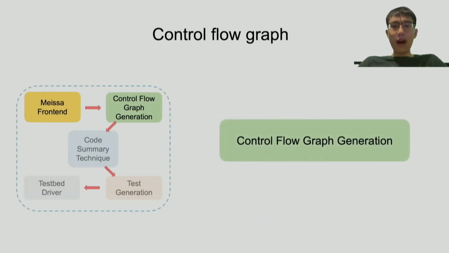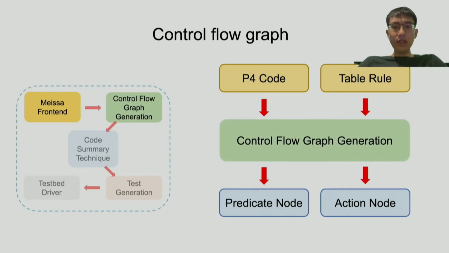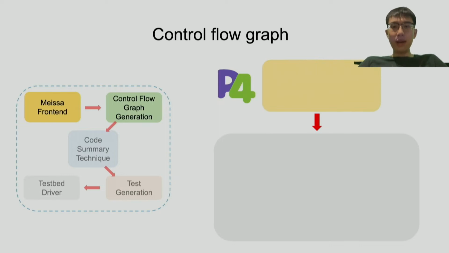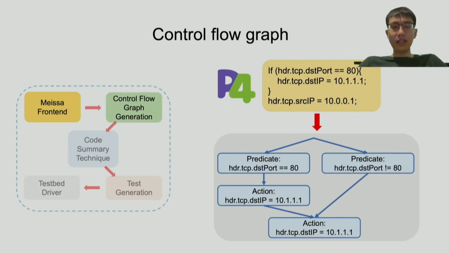The control flow graph depicts the logic of a P4 program, which consists of code logic and table entry rules. We model P4 logic with predicate nodes and action nodes. Predicate nodes are for table matching and branches, such as an if statement. Action nodes are for variable assignments, such as assigning a new TCP destination port. Here is an example. The if statement is encoded into predicate nodes, and the assignments are encoded into action nodes.